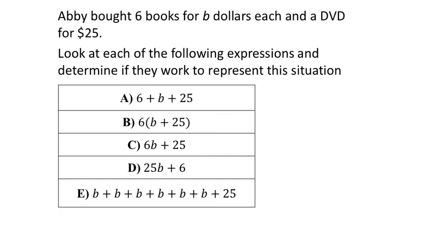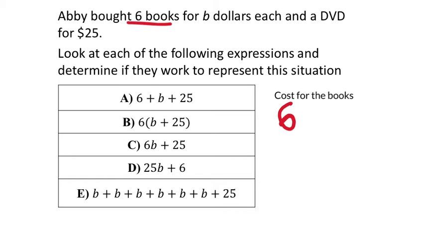There's another type of problem that you'll see on the assignment. So it says, Abby bought 6 books for $B each and a DVD for 25 bucks. We'll look at these expressions, but first off, I just want to acknowledge the cost for the books. So what's happening with Abby? Well, it says here that she's going to purchase 6 books, right? So I'm going to take 6 books.